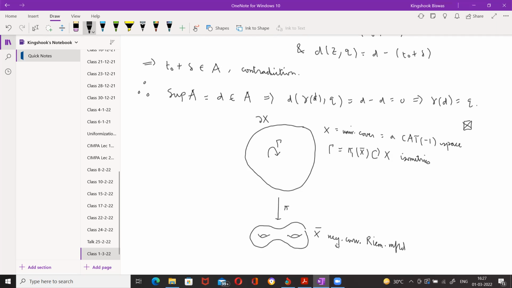So for a rank 1 symmetric space, the universal cover is a cat -1 space, and you have a boundary. It's a geodesic boundary or visual boundary. It's given by taking geodesic rays. A point on the boundary is a collection of geodesic rays which are parallel. They are within bounded distance of each other. So this collection of geodesic rays will define a boundary point. Now, what happens to the geodesic flow?